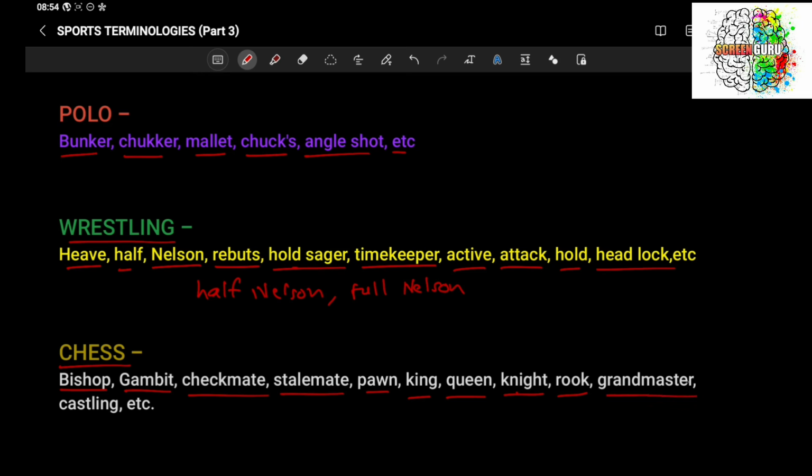Then we have the grandmaster. Now grandmaster is the one who has won any of the very specific series or championships and has this world title, being a grandmaster. Then we have castling. Now castling is a specific skill related to the chess game.